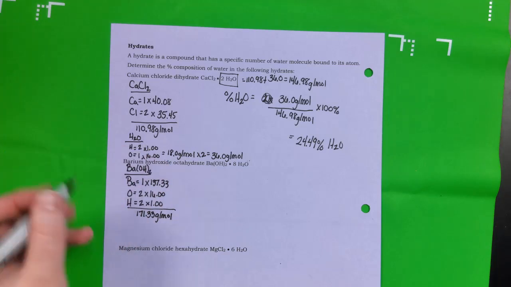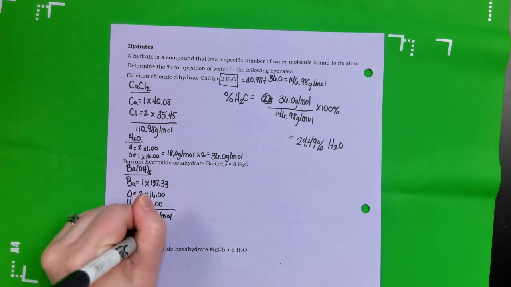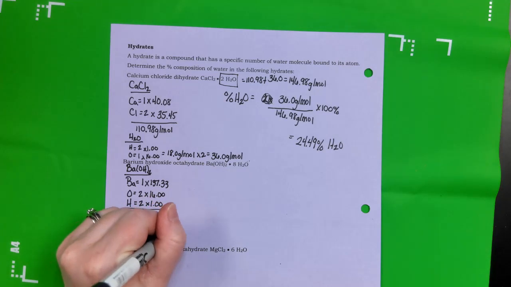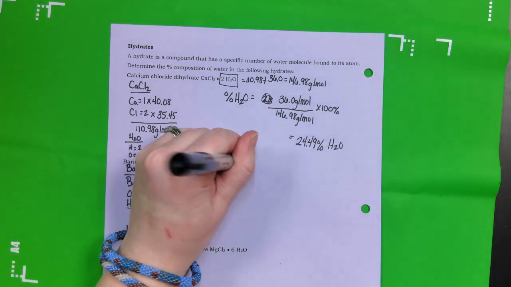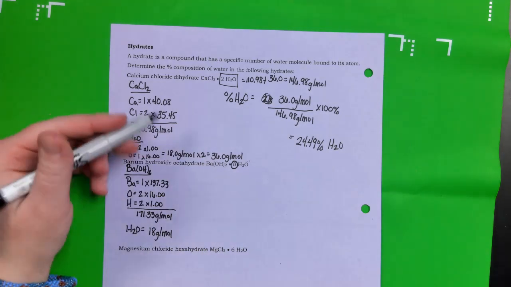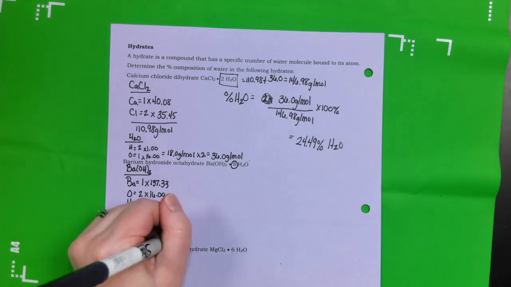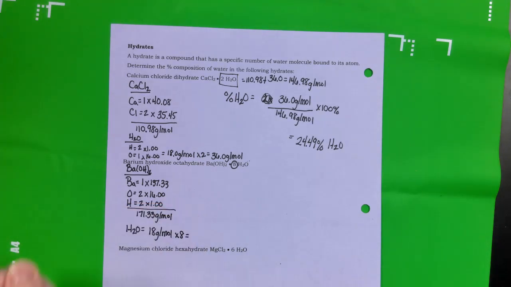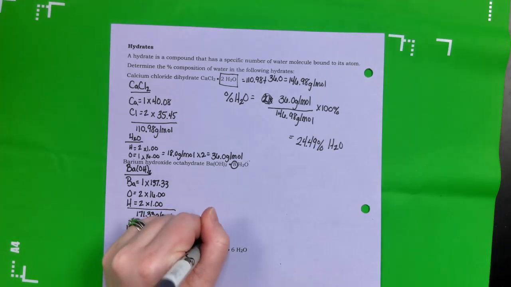Well, the water part's the same, so H2O, its molar mass will still be 18. How it's different from problem 1 to problem 2 is that my coefficient here changed. In the previous problem there was 2, so I multiplied by 2. In this problem there's 8, so I'm going to take 8 times the molar mass of water. When I do that, I get 144 grams per mole.